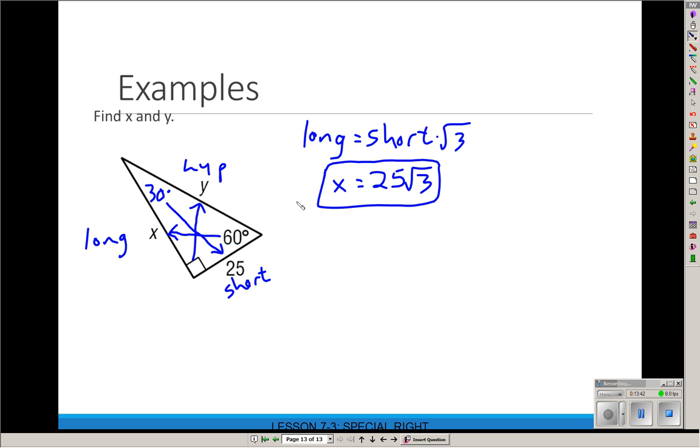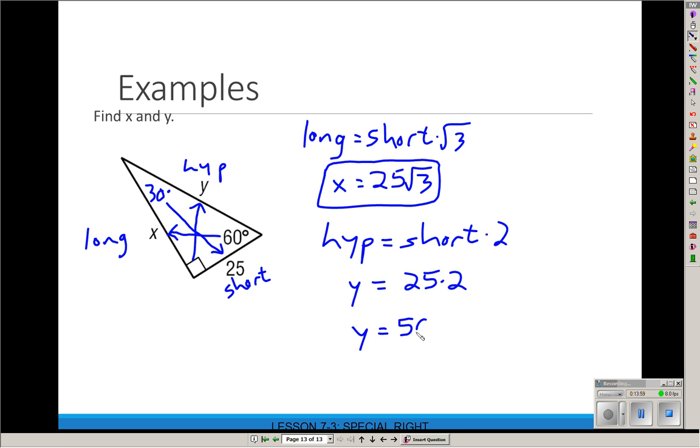Now for the hypotenuse, use the hypotenuse formula. Hypotenuse equals short times 2. Hypotenuse is y. Short is 25. And 25 times 2 is 50. So y is 50.